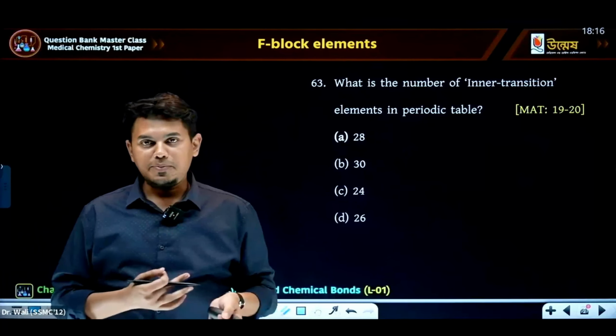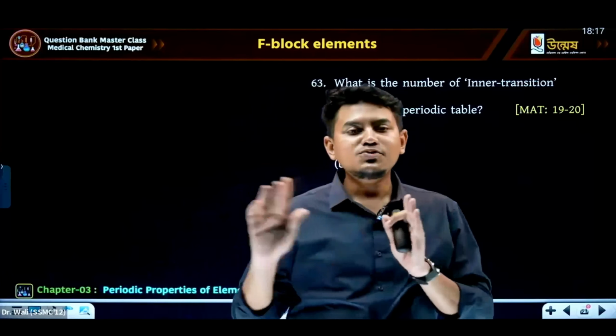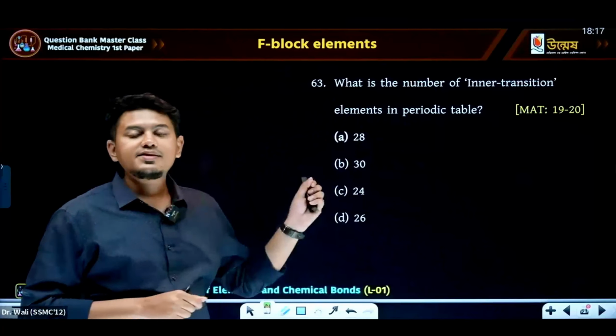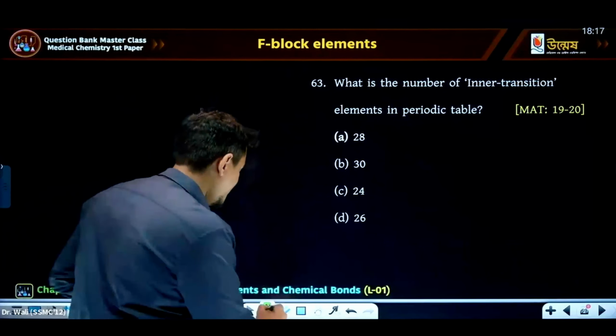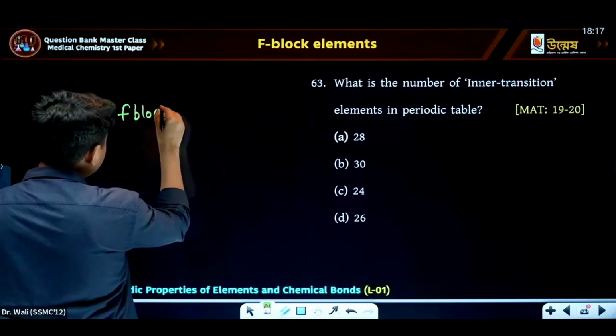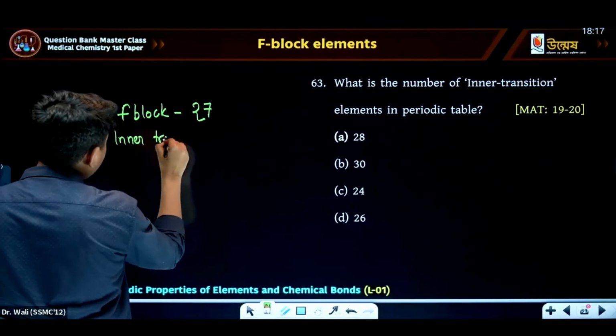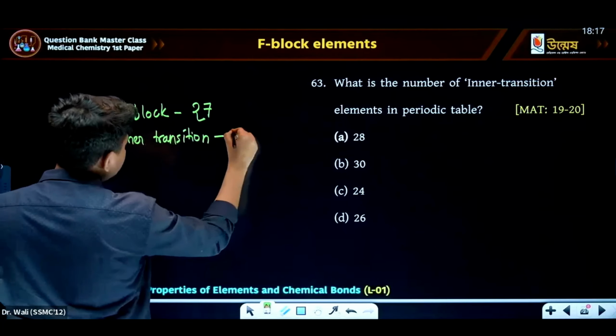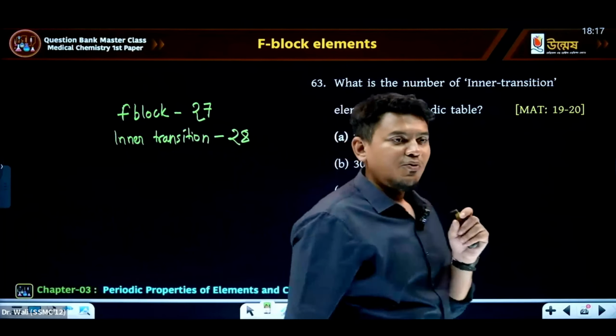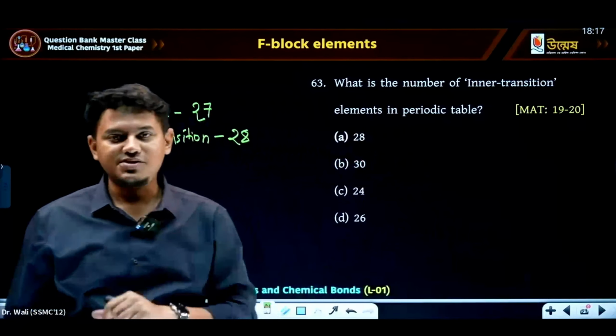Inner transition elements are similar to transition elements. The stable ions which contain 1 to 13 electrons in their f orbital or f subshell are called inner transition elements. We know the number of f block elements is around 27, but inner transition elements number 28. I mean, there is one extra element which is not f block but inner transition.